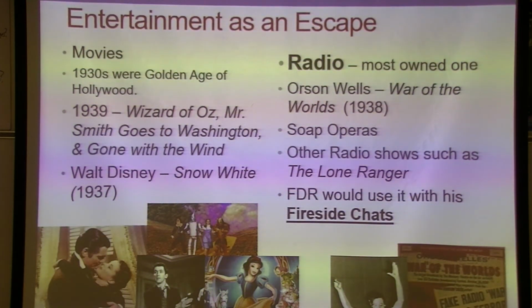For soap operas, an opera is very dramatic. The soap operas that are on TV today in the afternoon used to be on the radio. The reason they're called soap operas is the soap side, since it was usually housewives and women watching it, and the advertisers were selling cleaning products.